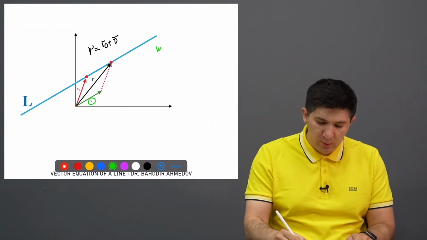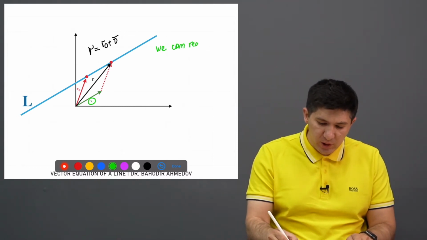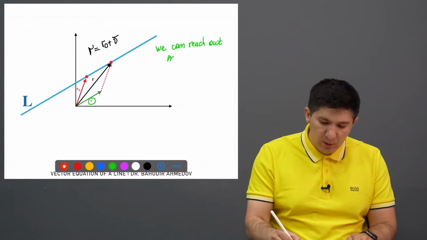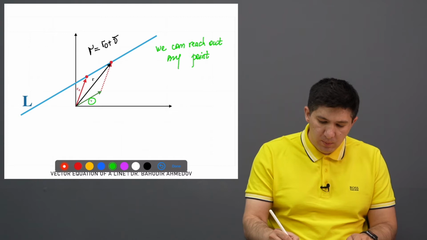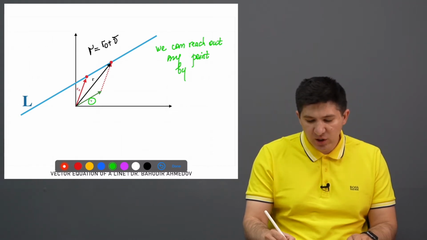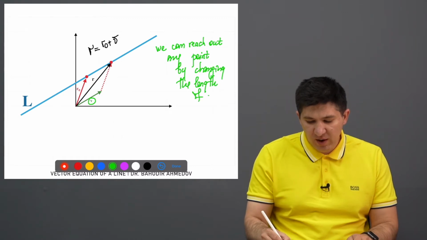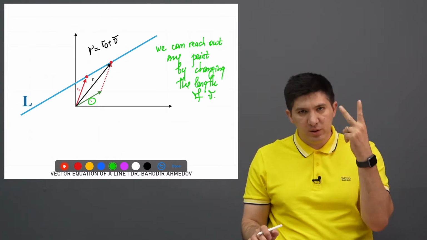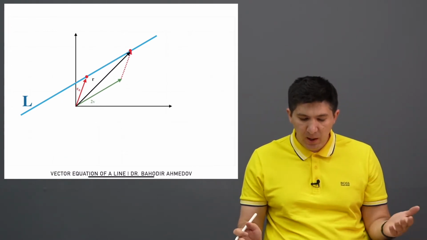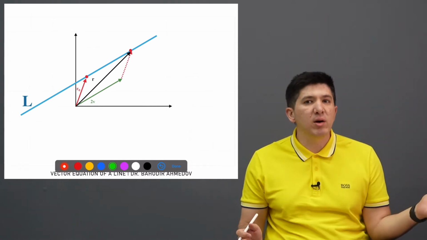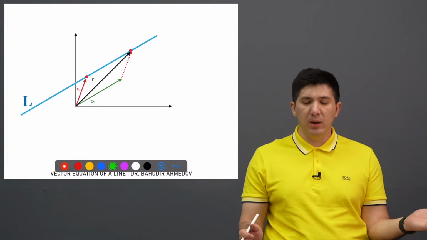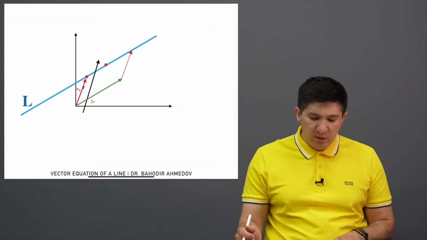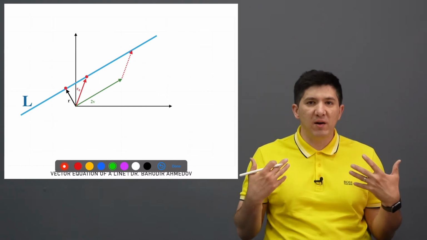So where can we reach? We can reach any point by scaling, or by just changing the length of the vector v. For example, if you multiply this v vector by 2, you're going to have this vector. And if you add this to the same vector r0, you're going to have another point on the line. So let's assume now you would like to find the coordinates of this point using some vector r.